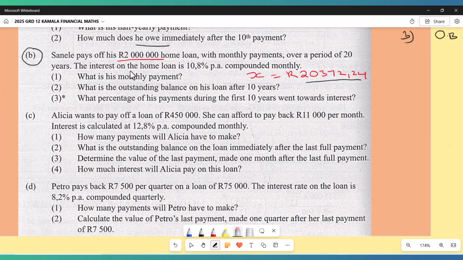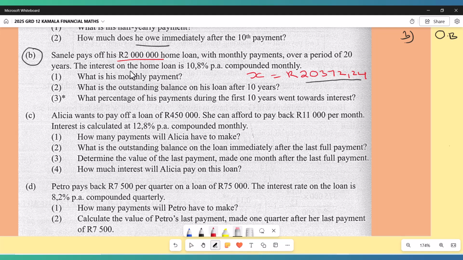The question was saying that Sanele pays off his 2 million home loan with monthly payments over a period of 20 years. The interest on the home loan is 10.8% per annum compounded monthly. What is his monthly payment? This is the answer which we just got now. Now they say: what is the outstanding balance on his loan after 10 years?